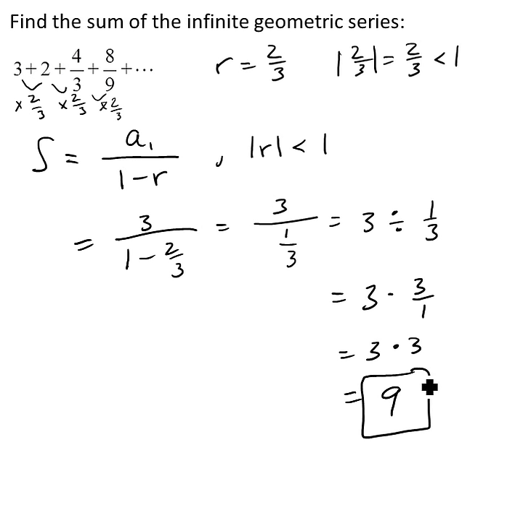So our infinite sum, so if we added those numbers up forever, we would get closer and closer to 9 and never get past it. And so we say the infinite sum is equal to 9.